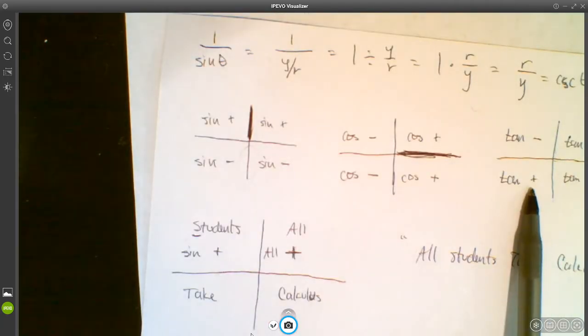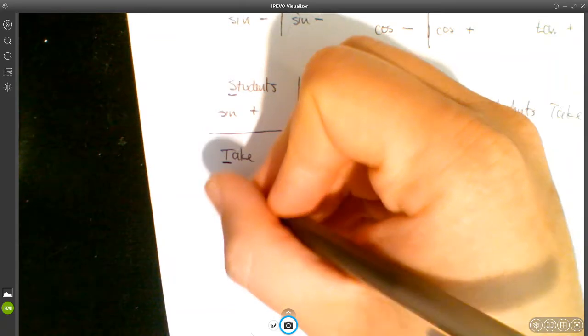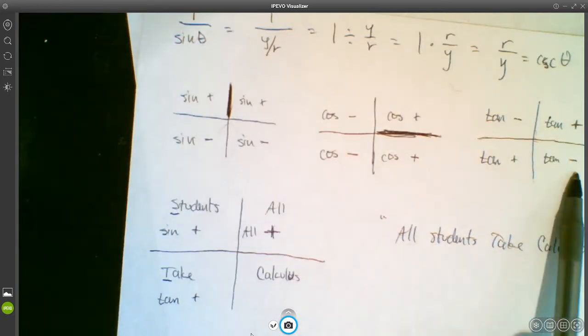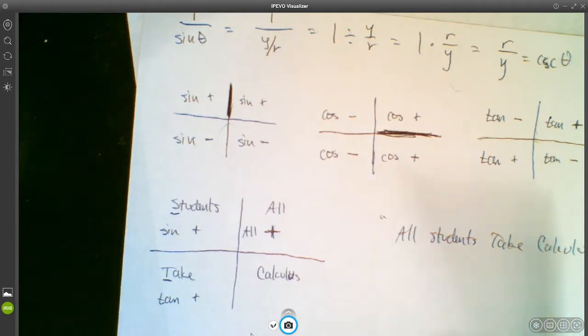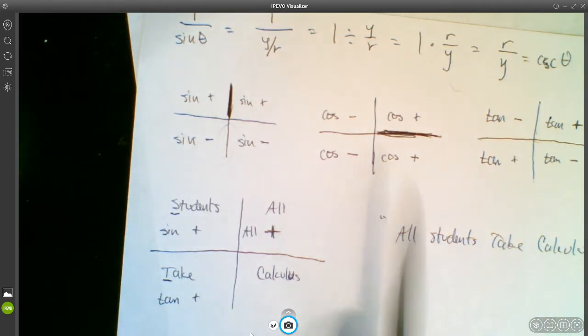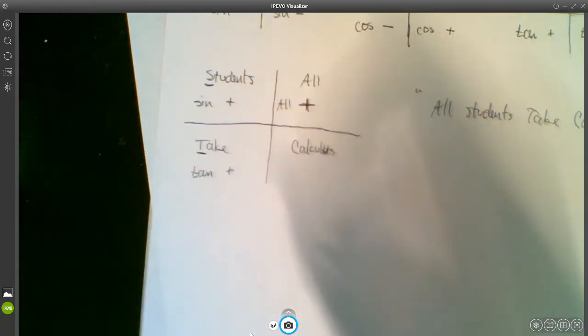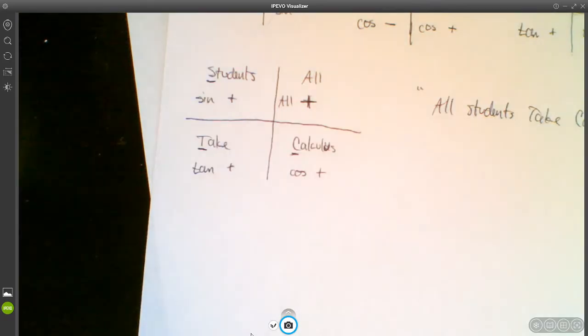If we look in quadrant 3, tangent is positive, cosine is negative, sine is negative. So in quadrant 3, the only thing that's positive is tangent, right? So tangent is positive in quadrant 3. And then finally, if we look at quadrant 4, tangent is negative, cosine is positive, sine is negative. So the only trig function that's positive in quadrant 4 is cosine. Well, cosine and secant, right? But the C stands for cosine, right? So cosine is positive in quadrant 4.